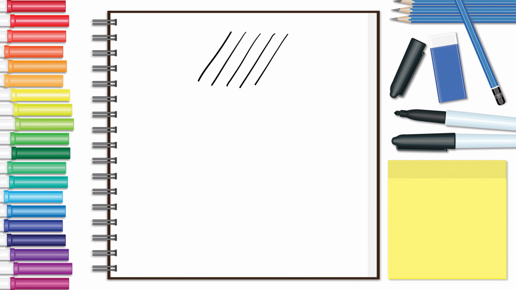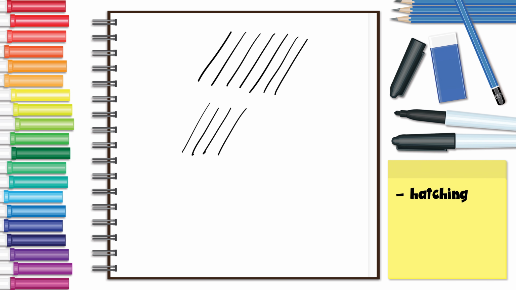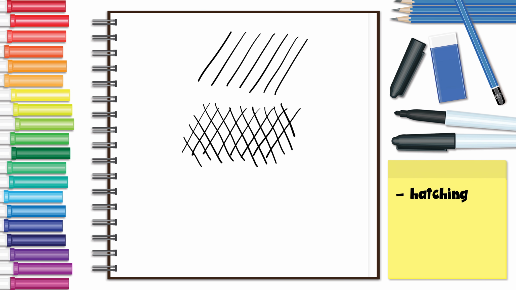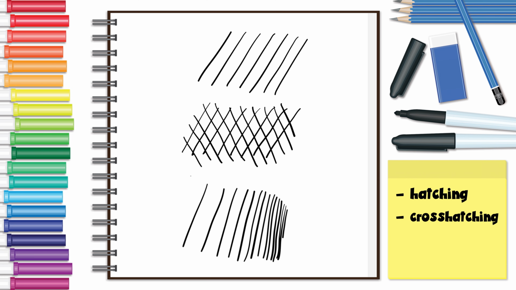By putting many lines close together, it gives the appearance of shading. This is referred to as hatching. We can make this even more interesting by putting lines over top at a different angle. This is referred to as crosshatching. The closer the lines are together, the darker the area appears.